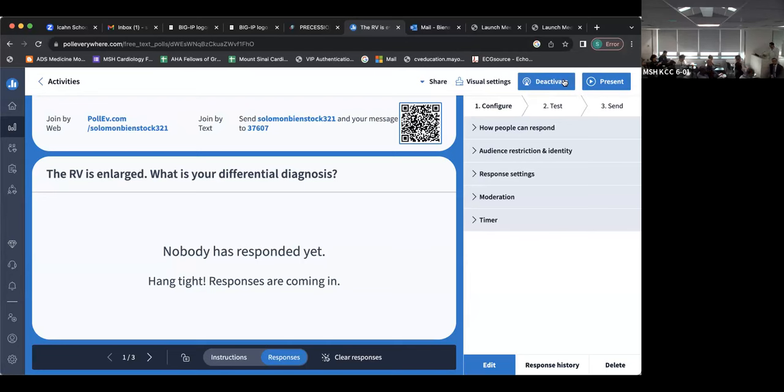All right, so this is the first audience response question. So we see the RV is enlarged. You just heard the case presentation. What is your differential diagnosis at this point? There should be a text box. You can put in what you think. So this is a word map. The things that have the most responses are going to be the biggest.